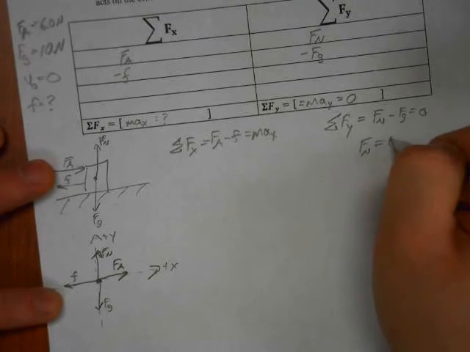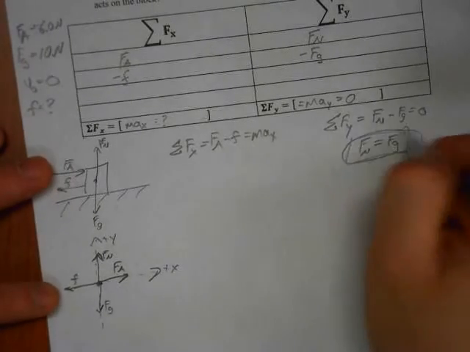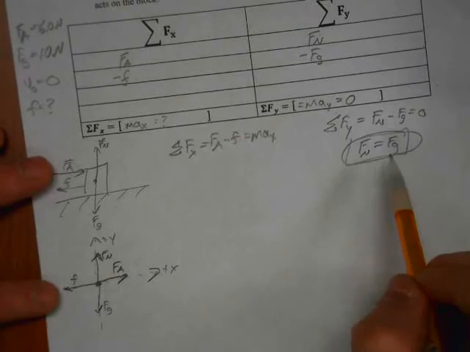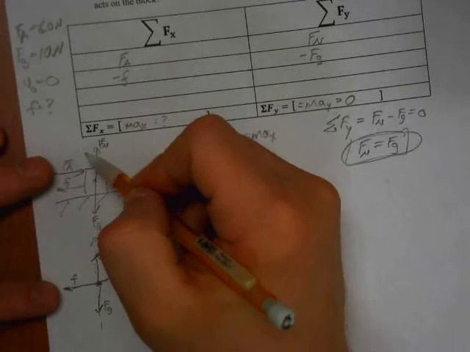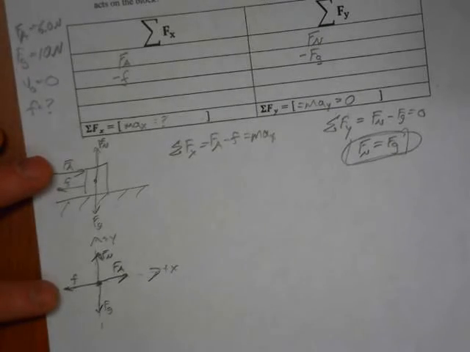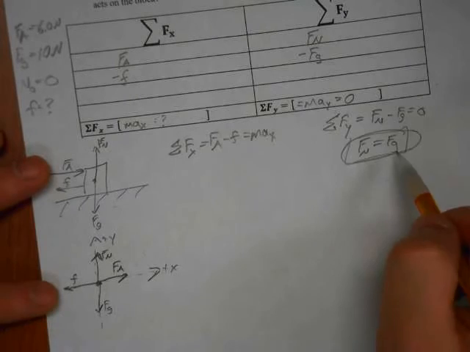Normal force equals the force of gravity. That's an important thing. I shouldn't box it, it's not the final answer, but that's an important thing to know, and that's not always going to be true. If I were to have a force coming down at an angle or something, the normal force would not equal the force of gravity. It would be increased. But in this case, it is true.